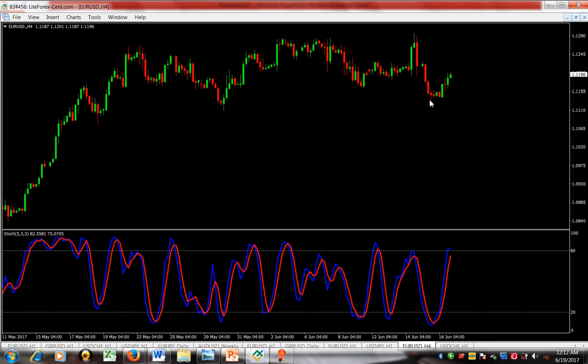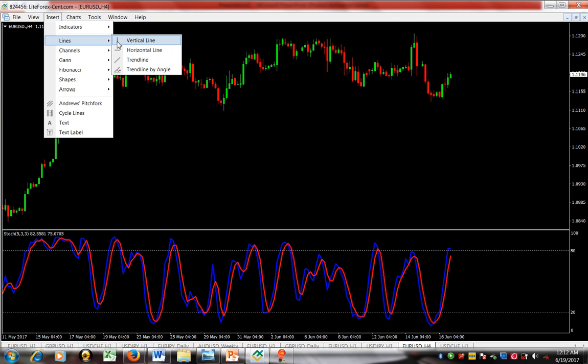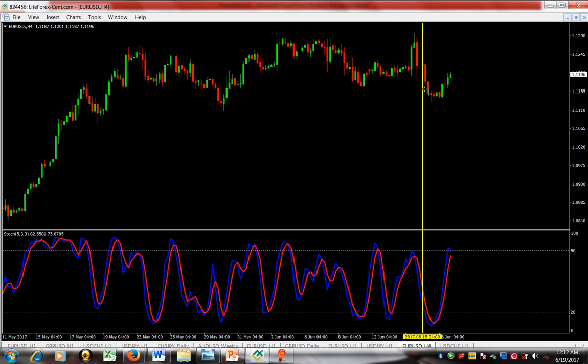So it has given us a sign. Can you see that now? Look at what is happening here. This vertical line, put it here. You can see where this reversal pattern is formed.